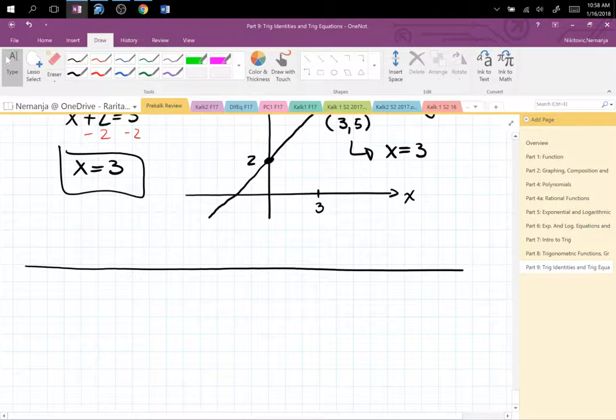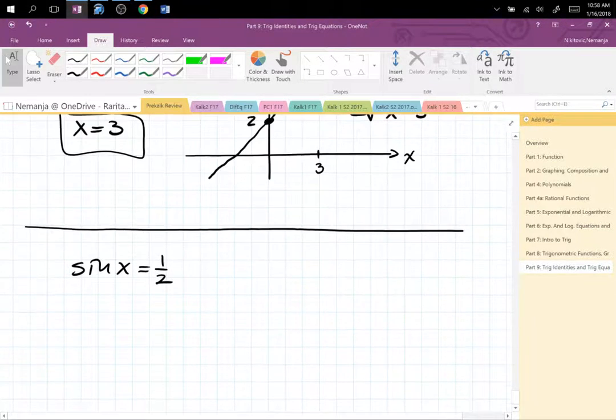Now, if I have sine of x is equal to 1/2, I'm supposed to solve this equation. And you are used to having x equals 3, x equals a half, all these kind of things. Well, the issue now is that we are going to have multiple solutions. And if we don't restrict the domain, we are going to have infinitely many solutions.